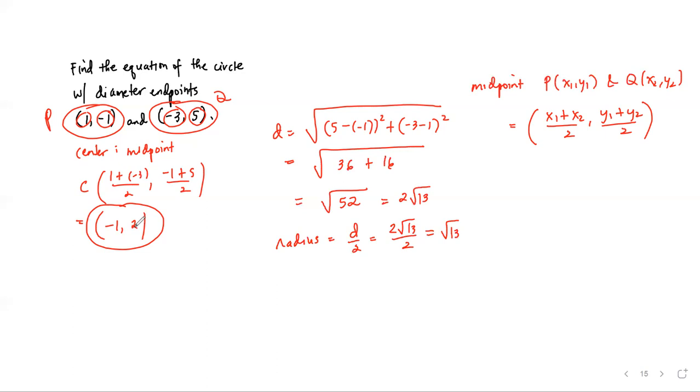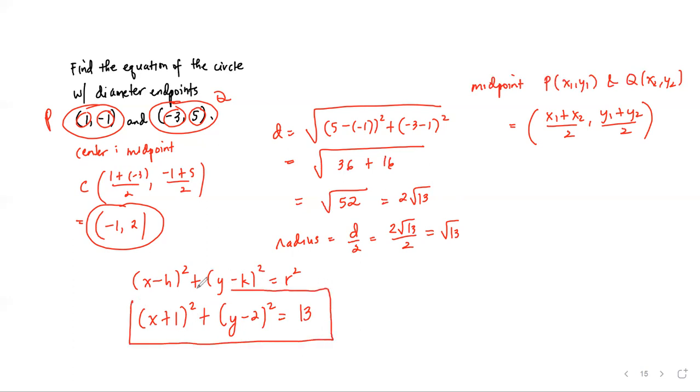So now, since we have the center and the radius, we can now write the standard form of the circle. So we write x plus 1 quantity squared plus y minus 2 quantity squared equals square root of 13 quantity squared, which is positive 13. So this is the standard form of the equation. Now, if you want to write this in the general form, we just expand the following squares, just like in the previous example. So that's about circles.